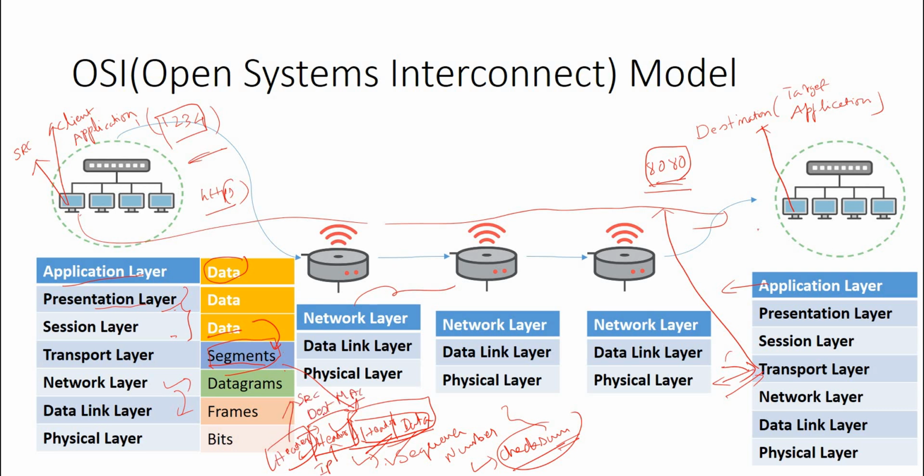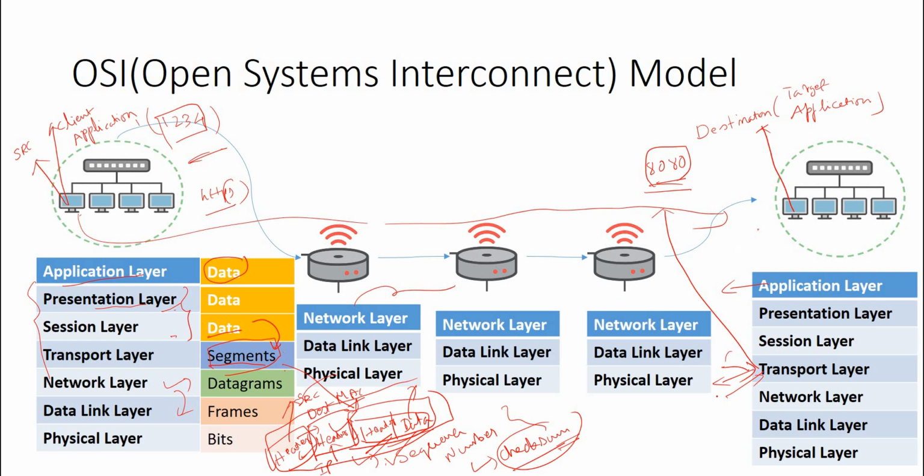And finally, the entire data, which includes all the headers and the corresponding payload, will be sent as bits from the physical layer. So here the routers will not have the application layer, presentation layer, session layer, and transport layer, because they are only concerned about the actual routing and forwarding of the packets until it reaches the destination.